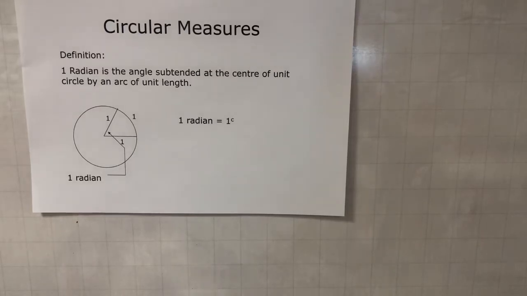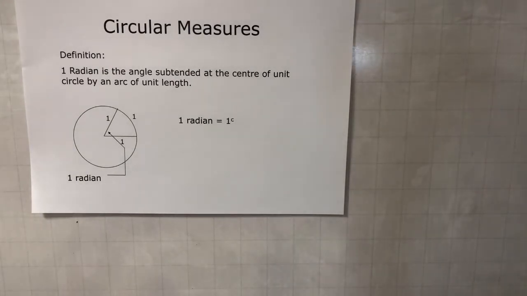So just as with distance, where we have centimetres, metres and millimetres, which are our metric units, and then we have our imperial units where we have inches, yards, feet, etc. The same is true with angles. We don't just have degrees, we have something called the radian, and there's the definition of 1 radian.